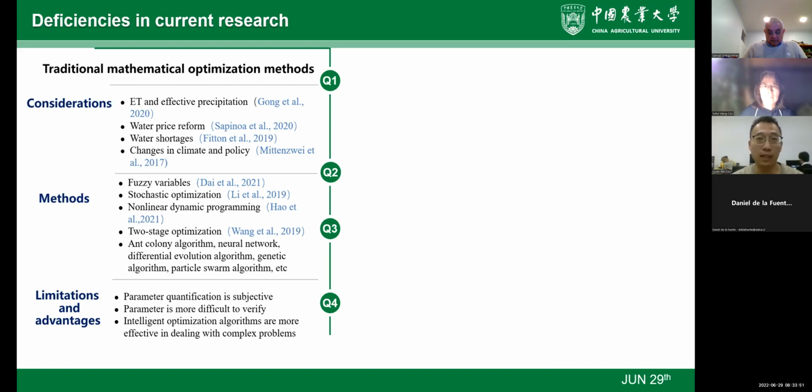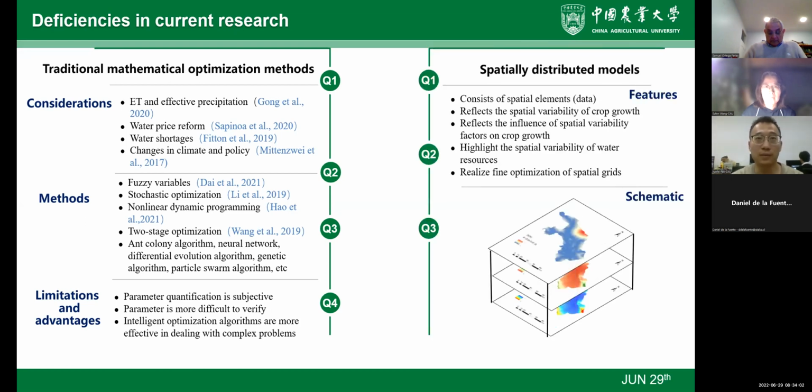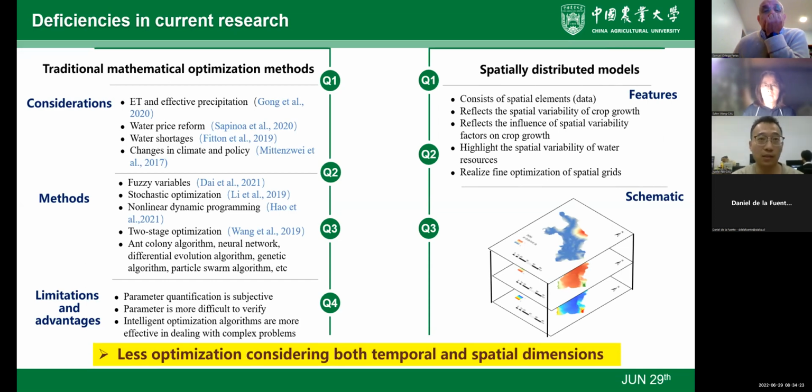While intelligent optimization algorithms are very effective in solving complex problems, the other method is the spatially distributed optimization model, which is composed of spatial data, reflecting the spatial variability of crop growth and influencing factors, and can achieve fine optimization of spatial grids, but there is less optimization considering both temporal and spatial dimensions.